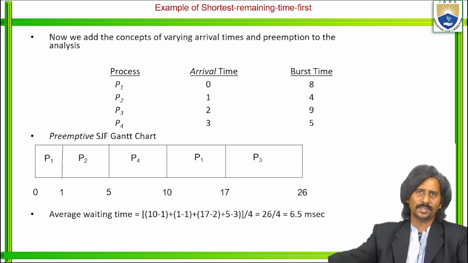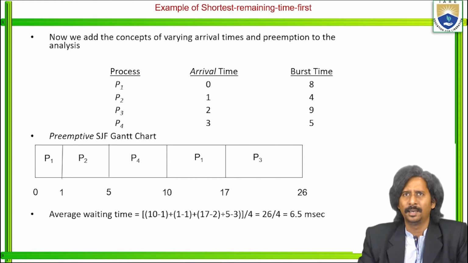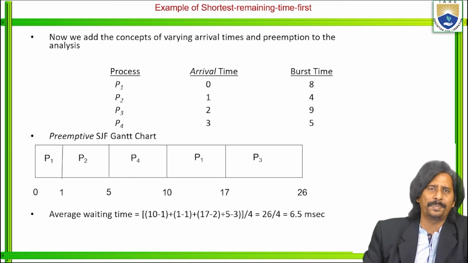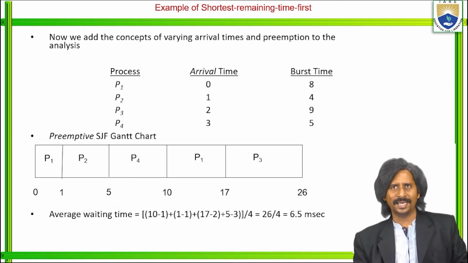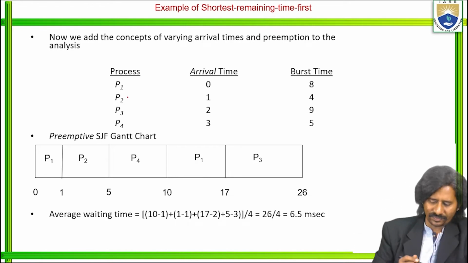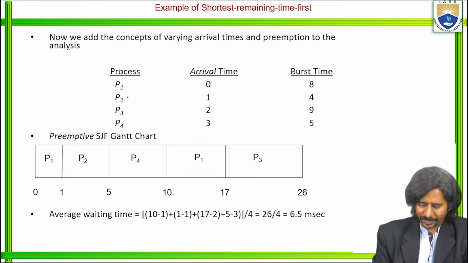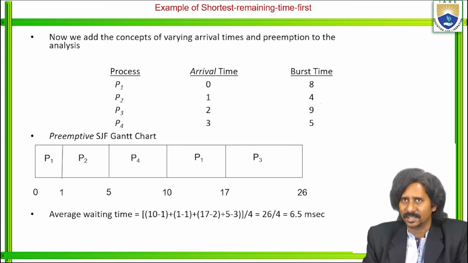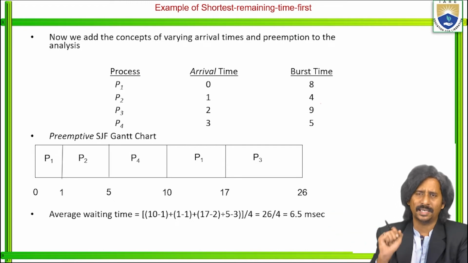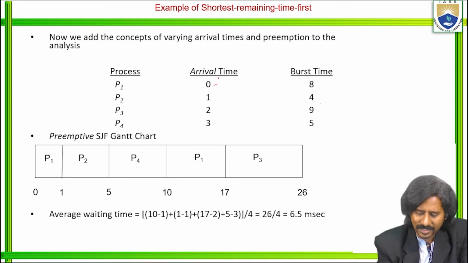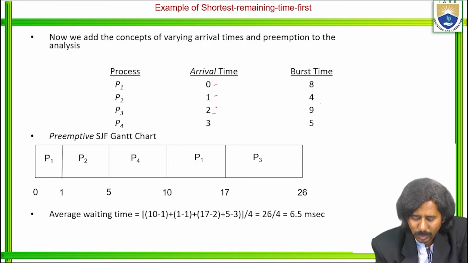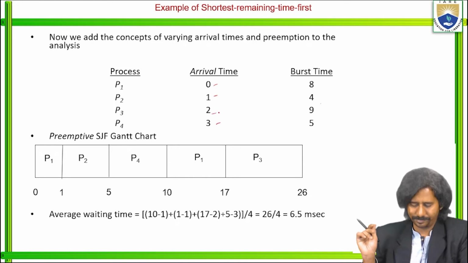In SRTF, in addition to the process and the associated burst time, we add the concept of varying arrival times and preemption to be analyzed. The burst times for P1, P2, P3, P4 are 8, 4, 9, 5 milliseconds. The arrival time for P1 is 0, P2 arrives at 1, P3 at 2, and P4 at 3.